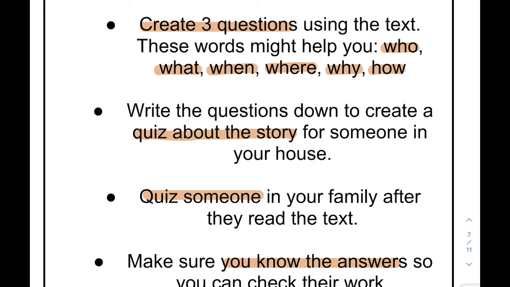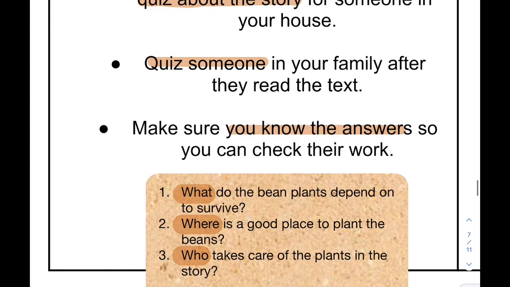But make sure that you know the answers so you can check their work. And guess what, boys and girls? This choice was just too fun. I had to make some questions for you. Are you ready? Number 1. What do the bean plants depend on to survive? Did you say soil, water, and sunlight? Good job. That's what they said in the text, wasn't it?